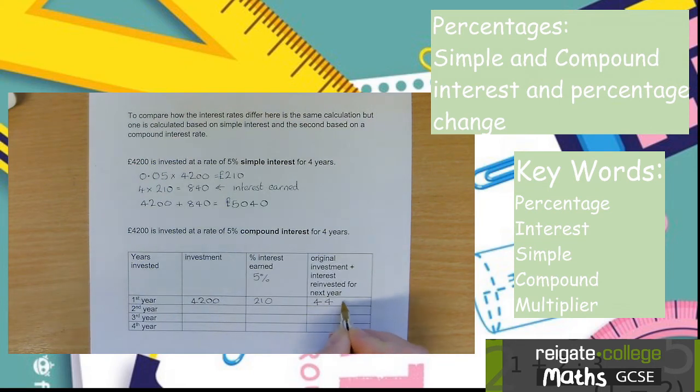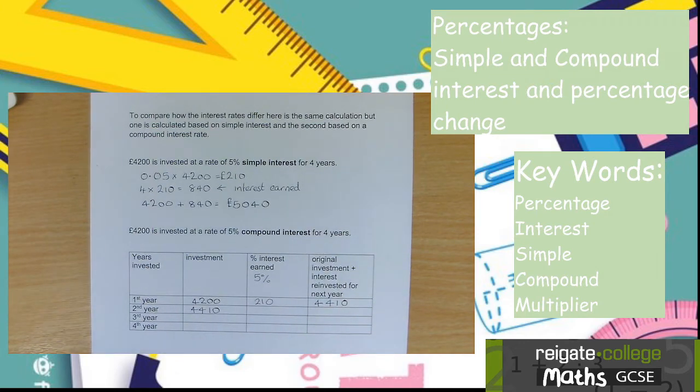So in that bank account, I'd have £4,410. And it would be this £4,410 that is in my bank for the second year, which means that I'm earning 5% interest on that whole amount. So my interest in the second year is actually slightly more than my interest in the first year.